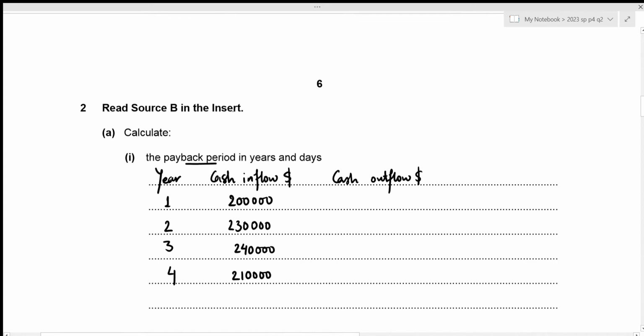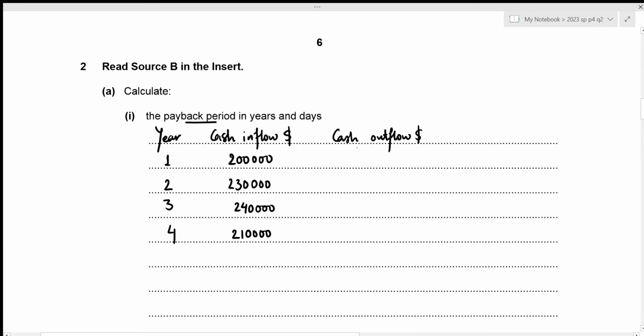Let's write these amounts down. For year 1, that's 140,000. For year 2, that's 130,000. For year 3, that's 110,000. And for year 4, it's 100,000.